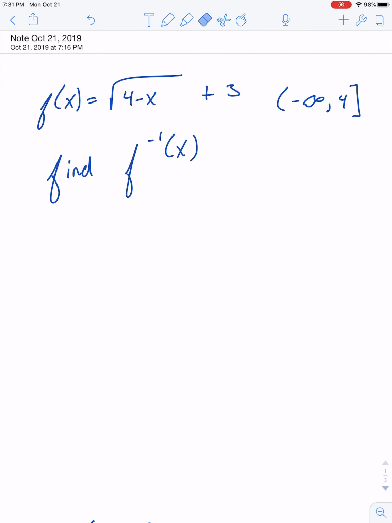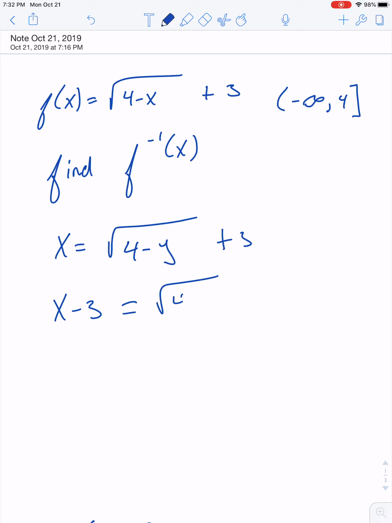Okay, so this question is asking us to find the inverse and to state the domain of the inverse. So to find the inverse, we're going to switch x and y, and we're going to solve for y. So I'm going to square both sides.